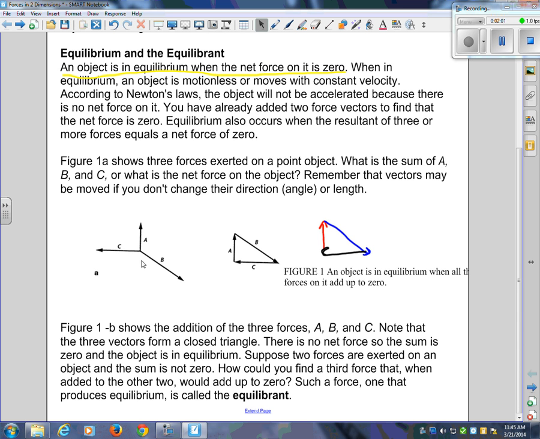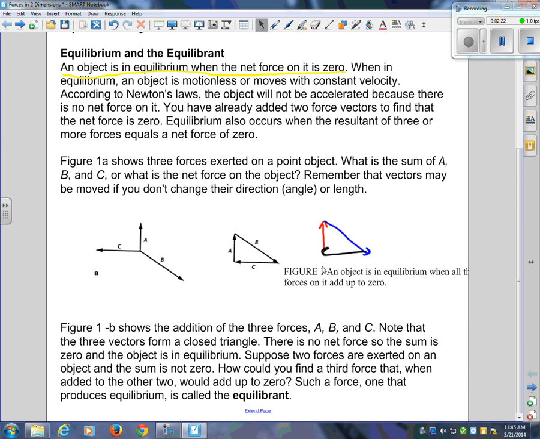Figure 1b shows the addition of three forces, A, B, and C. Note that the three vectors form a closed triangle, which means there is no net force. No net force, so the sum is zero and the object is in equilibrium. Suppose that two forces are exerted on an object and the sum is not zero. How could you find a third force that when added to the other two would add up to zero?